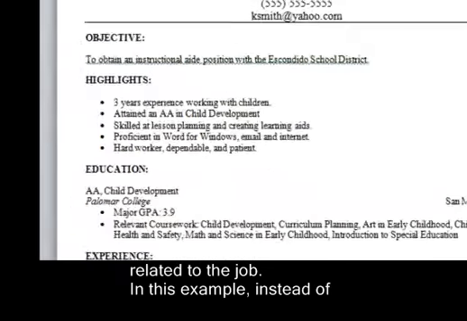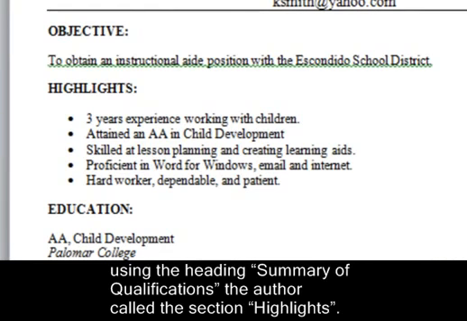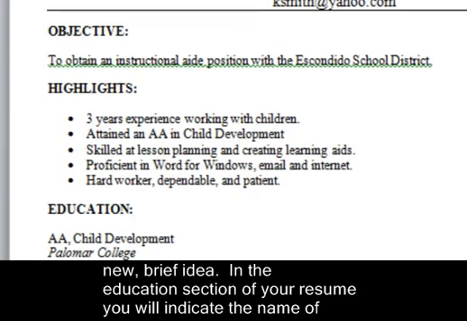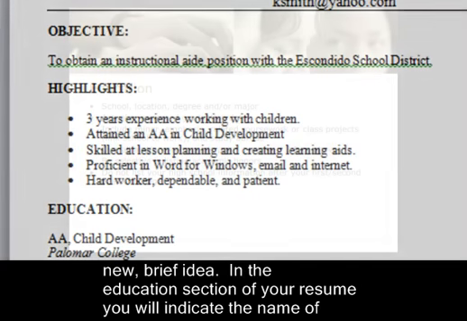In this example, instead of using the heading Summary of Qualifications, the author called the section Highlights. You may also choose to name this section Profile. Notice how each bullet point represents a new, brief idea.